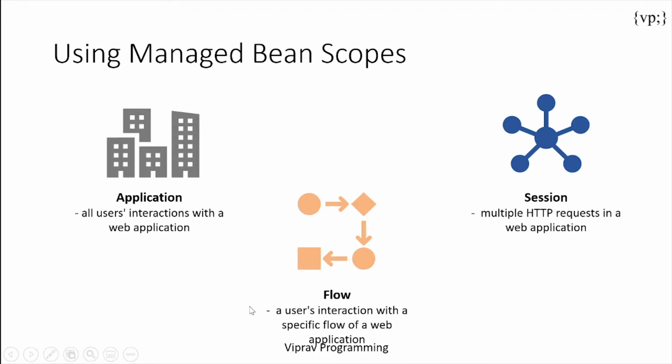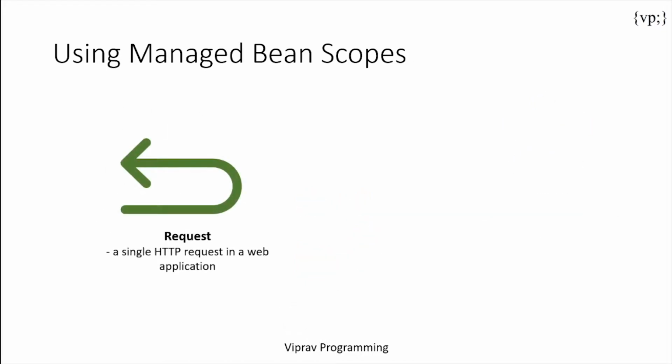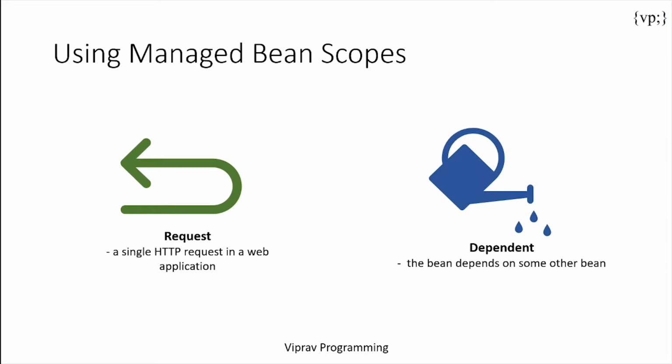Now, the difference between a flow scope and a session scope is that a flow scope only works during a certain set of pages that you can define. A session scope goes over every single page that's inside your application. Then there's the request scope, which is one of the smallest ones, which persists during a single HTTP request in a web application. And finally, there's the dependent scope, which indicates that the bean depends on some other bean. Let's say the bean is a request scope, so it depends on that request scope bean to create its scope.